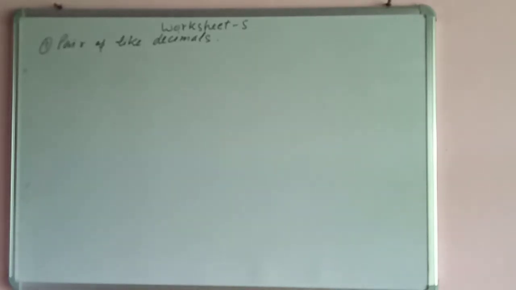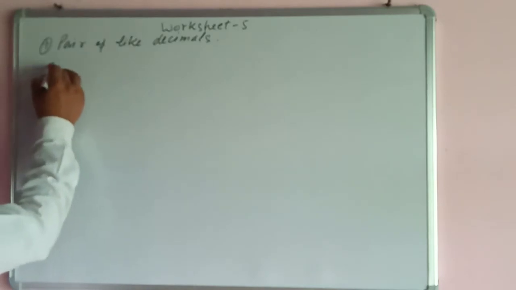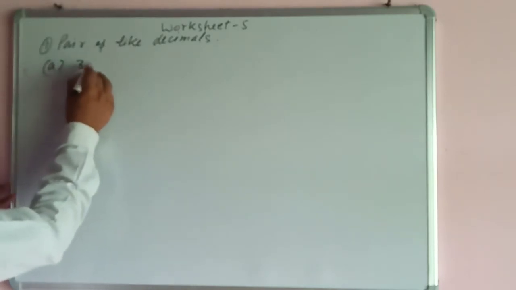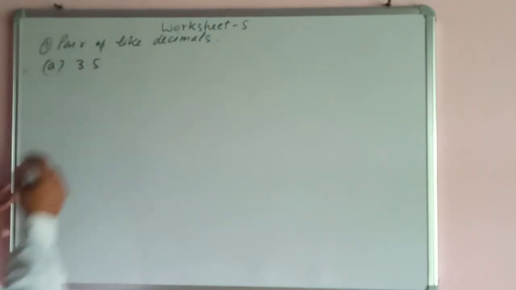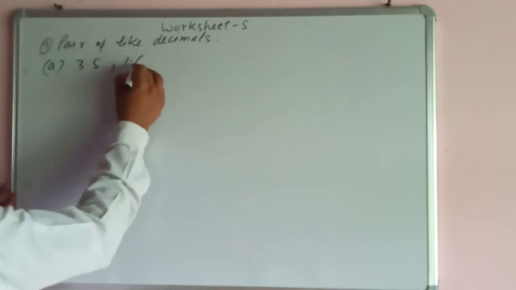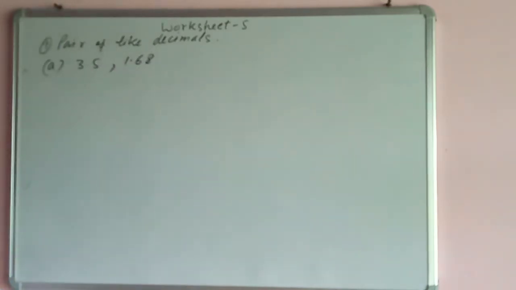Today we will discuss worksheet number 5. In this worksheet we are going to find like decimals. Which are like decimals? What is the difference between like and unlike? Suppose in this question you are given 3.5 and 1.68. Whether they are like or not like?